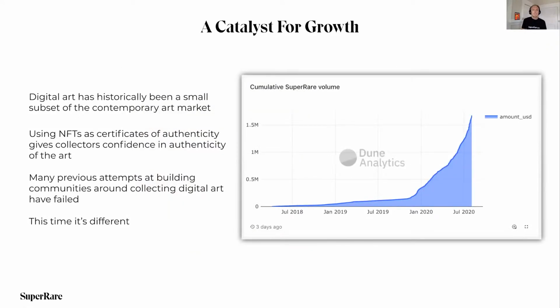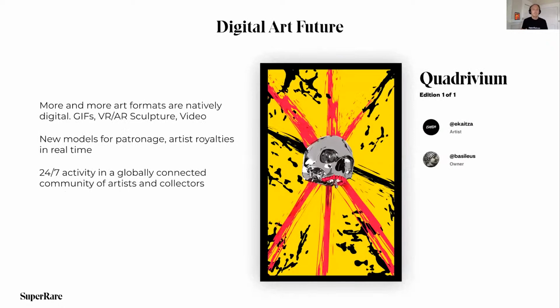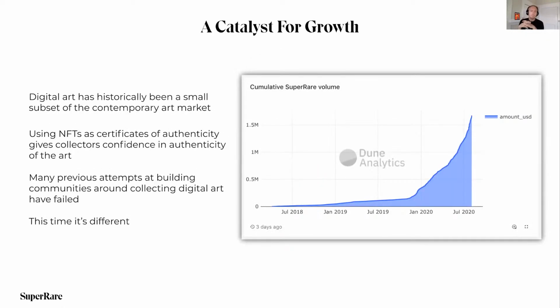And if we look at the data, you can see that the numbers are growing quickly. Digital art has historically been a subset of the contemporary art market. It's estimated that in 2019, the contemporary art market was about 16 billion and digital art was about 500 million. So a very small subset of that. And why is that? Because lots of the new art that's being created is actually natively digital.